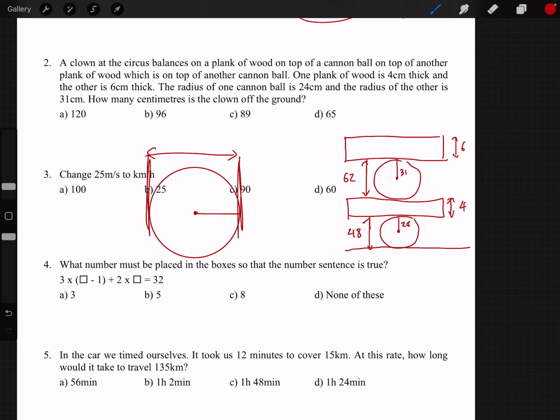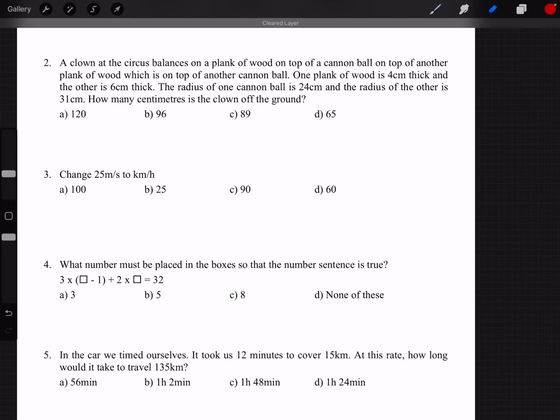So here's the floor. So if the question is, how far off the floor is the clown? There you go. So here's the floor, here's the clown. All you gotta do is add them up. 62 plus 48 plus 4 plus 6, and you get the answer. I'll let you do that yourself.